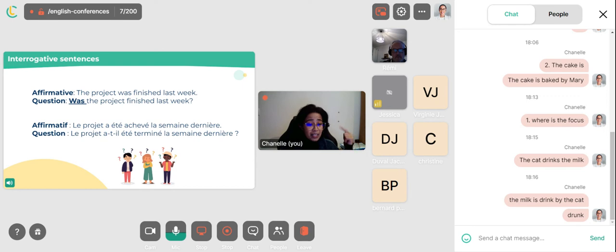Okay. Now I need to ask the question. Je dois poser des questions. Was the project finished last week? So it is now a question because I put my verb in the beginning and then I put the subject. On fait la méthode inversion. We do the inversion to ask a question.